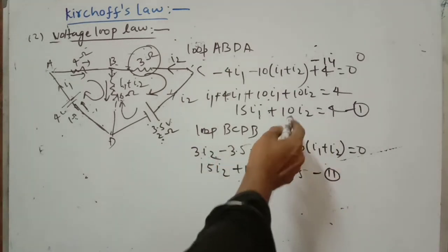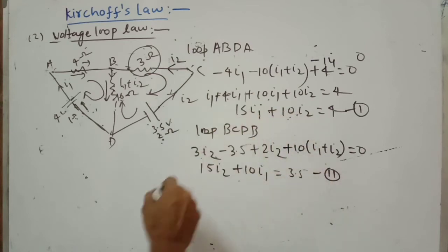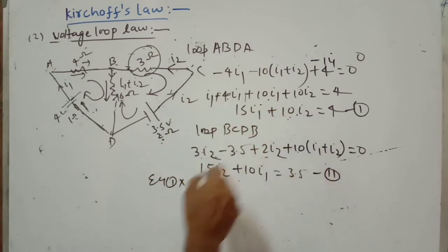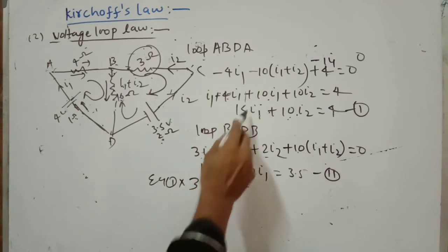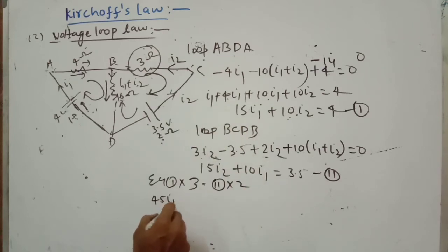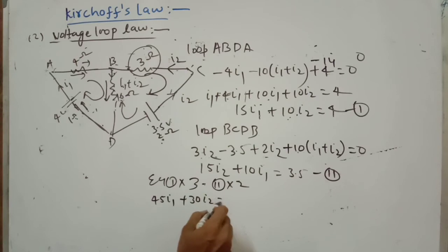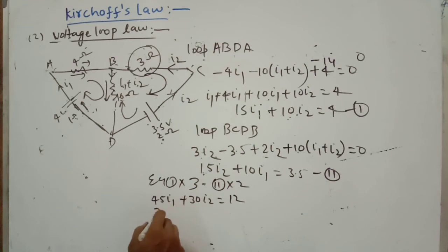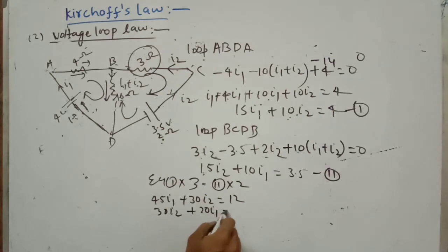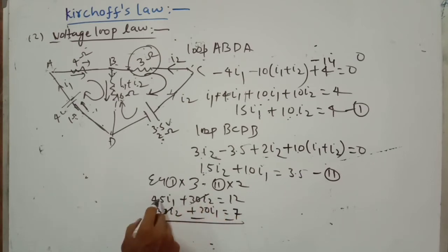So we are going to multiply equation 1 by 3 and equation 2 by 2 and subtract. So it becomes 45I1 plus 30I2 equal to 12, and 20I1 plus 30I2 equal to 7, since 3.5 into 2 is 7. Now minus minus, 30I2 cancels. So 45I1 minus 20I1, it will become what?